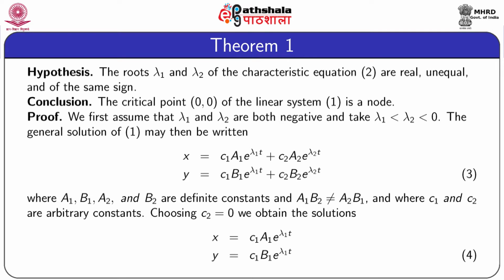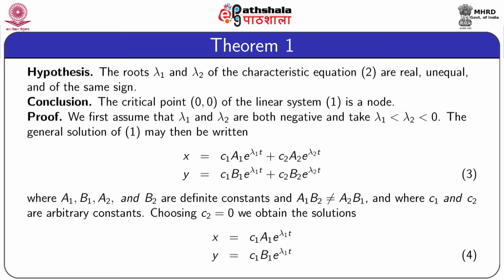Now, the general solution of the linear system 1 may be written as x = c1 a1 e^(λ1 t) + c2 a2 e^(λ2 t), and y = c1 b1 e^(λ1 t) + c2 b2 e^(λ2 t), where a1, b1 and a2, b2 are definite constants provided a1 b2 is not equal to a2 b1, and c1 and c2 are arbitrary constants.